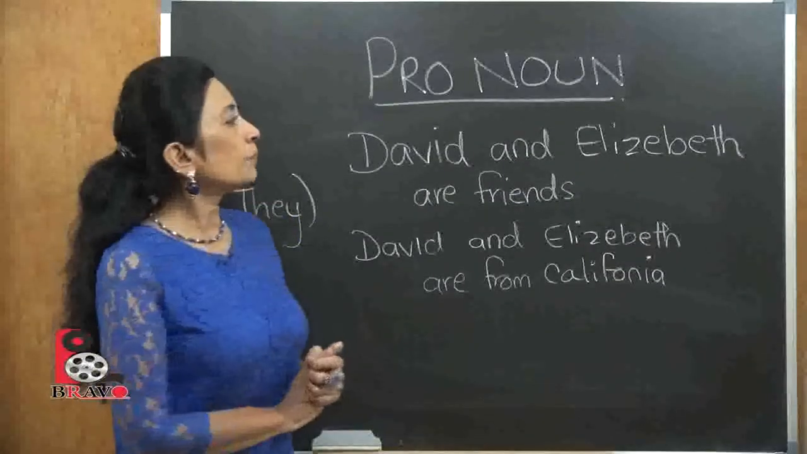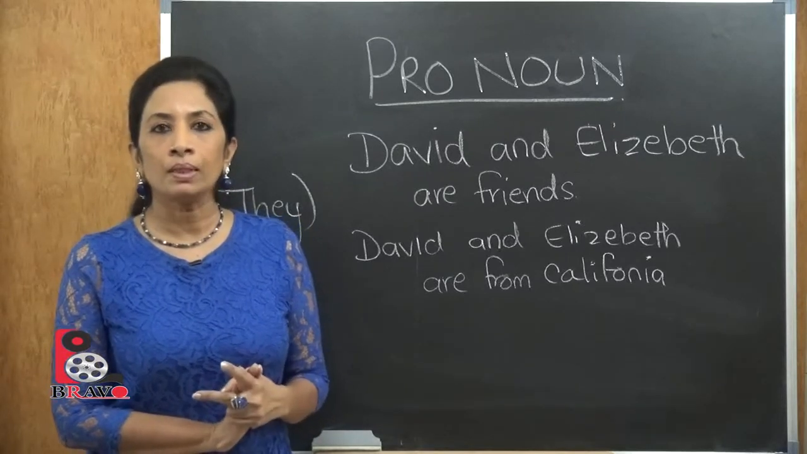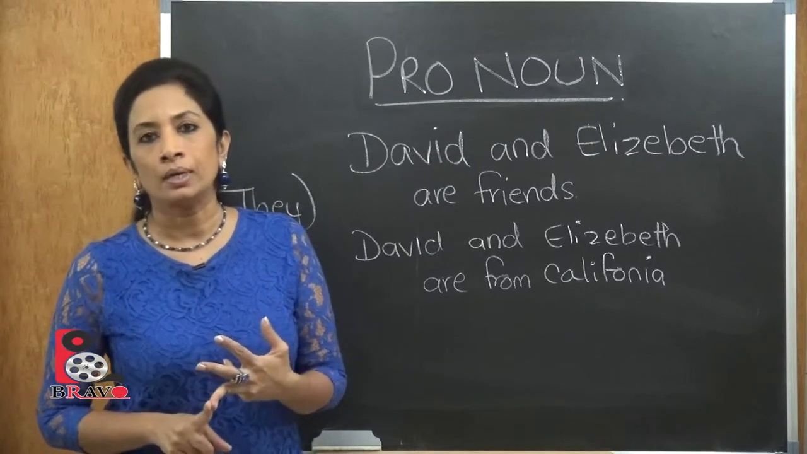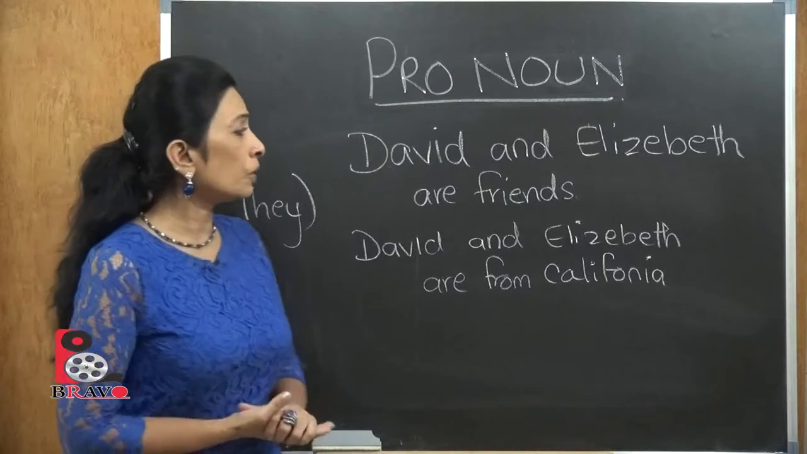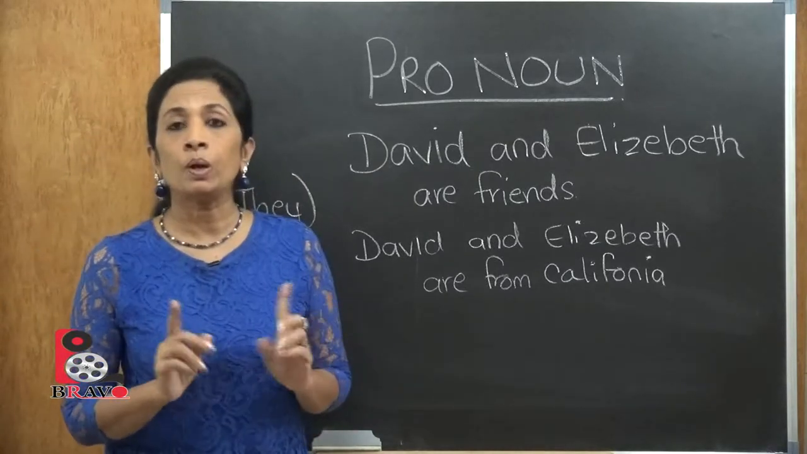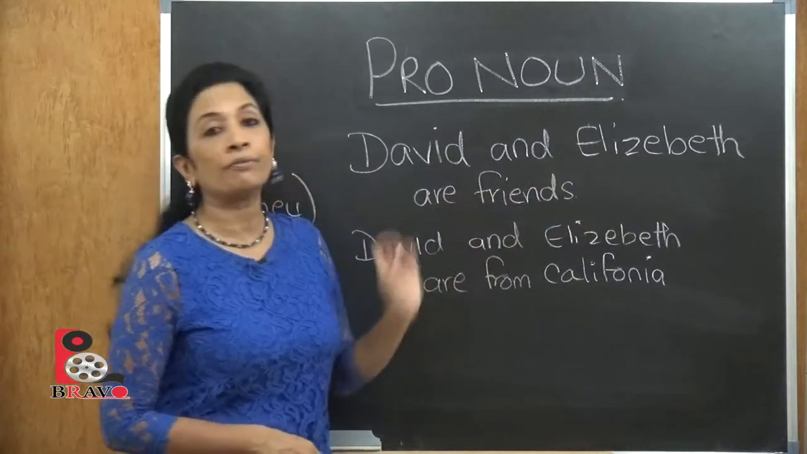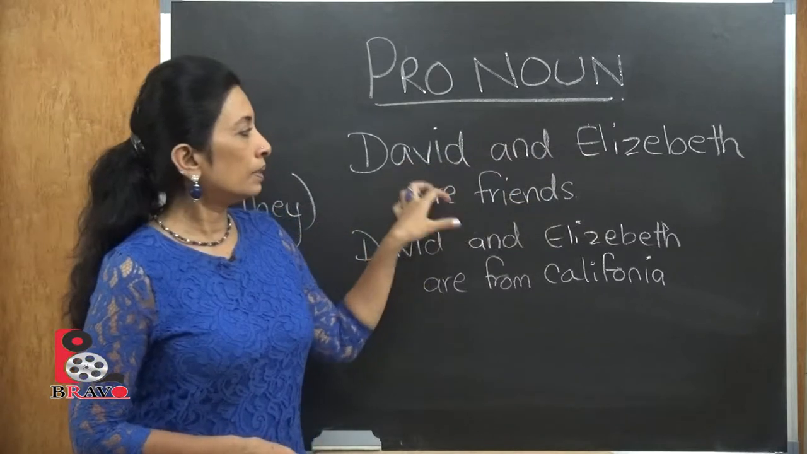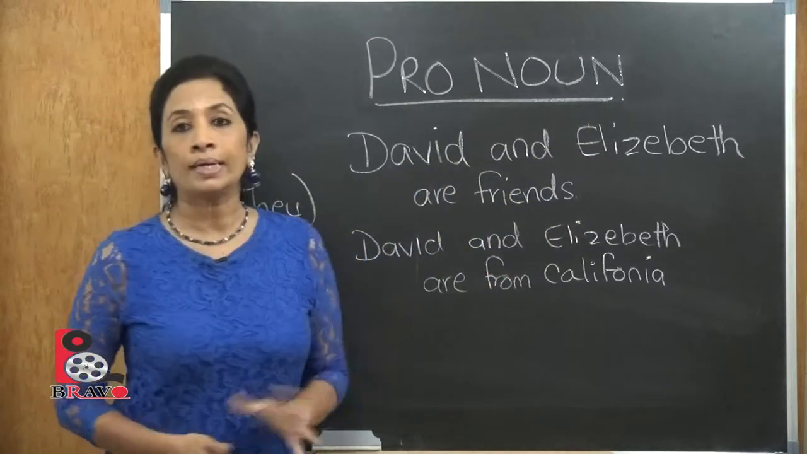Okay, now we spoke about single people: a male, a female, a male David, a female, then a toy. So, he, she, it. Now, we are going to talk about two people or more. Here the example is David and Elizabeth are friends. So, there is a male and a female noun. They are friends. David and Elizabeth are from California.